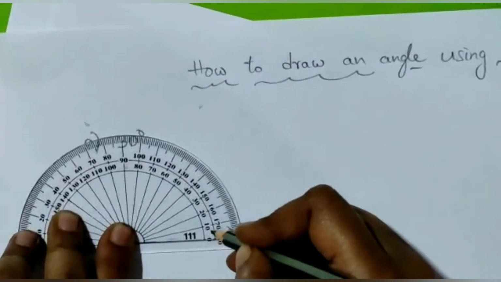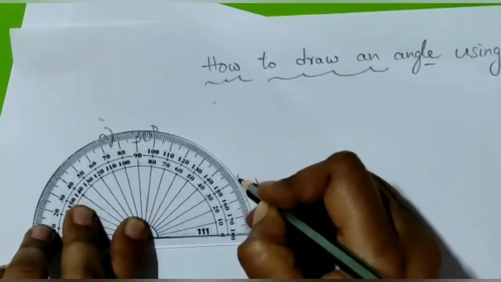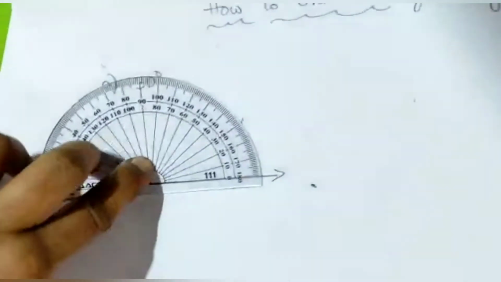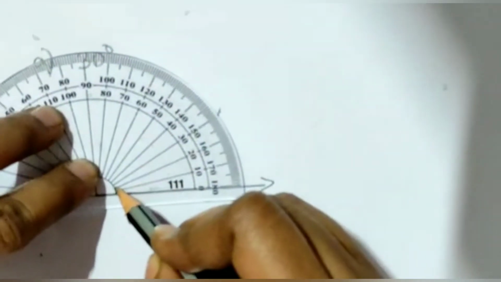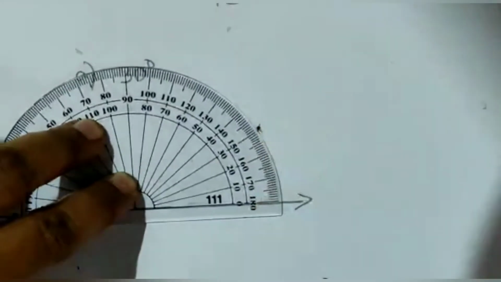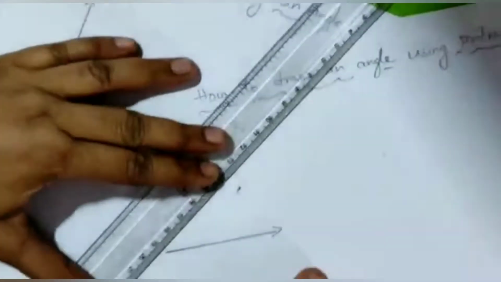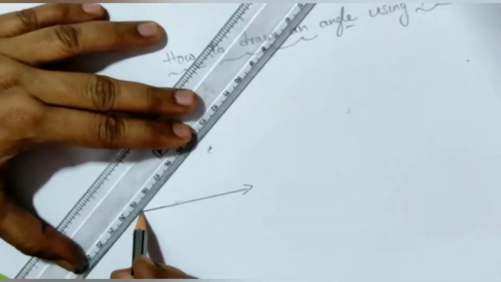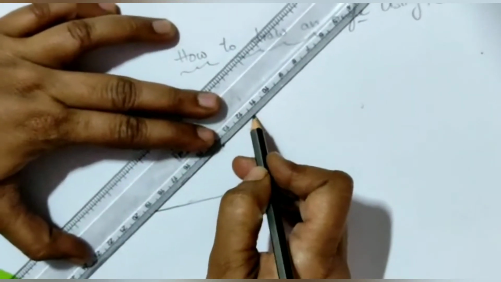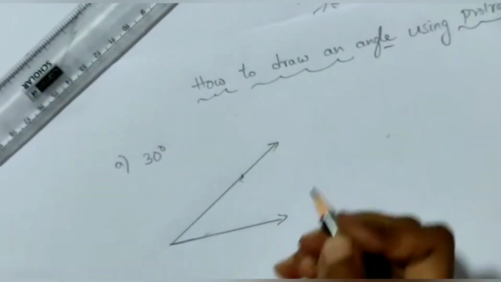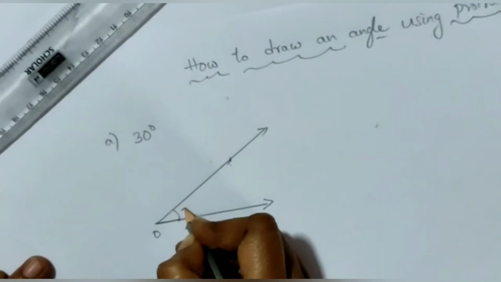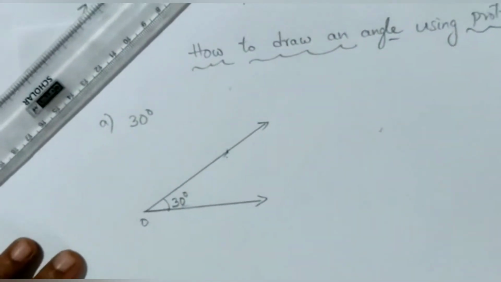So from here inside, at 30 degrees, keep your point. This is 30 degrees. Observe it clearly. Okay, keep your point here. Now remove the protractor and from the vertex to the point, draw a line joining the vertex to the point. This is another ray. So this angle must be 30 degrees.